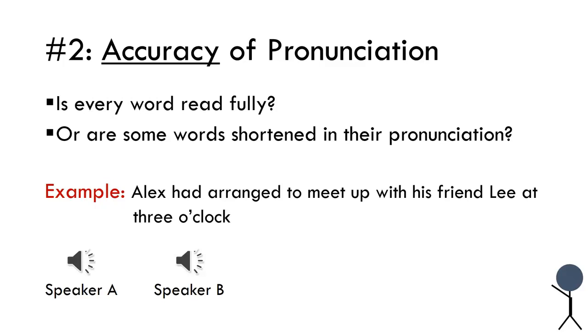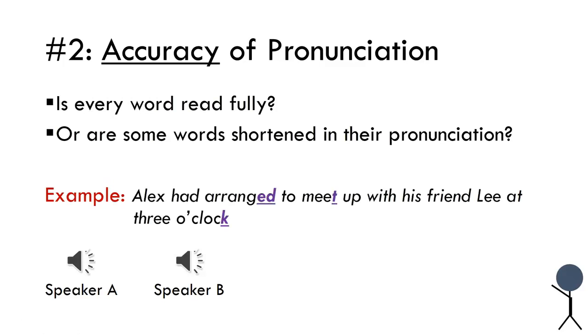Speaker A. Alex had arranged to meet up with his friend Lee at 3 o'clock. Okay, that's speaker A for you. I can play again. Alex had arranged to meet up with his friend Lee at 3 o'clock. Okay, and this is speaker B. Alex had arranged to meet up with his friend Lee at 3 o'clock. Okay, speaker B again. Alex had arranged to meet up with his friend Lee at 3 o'clock.